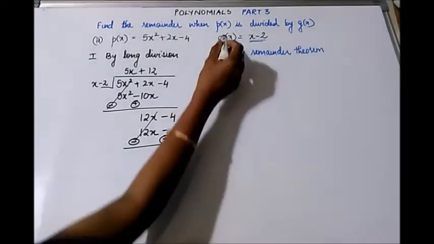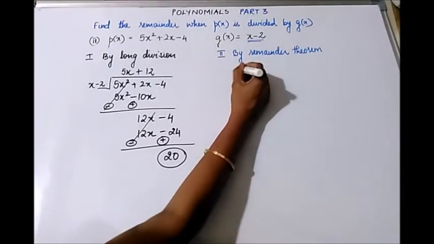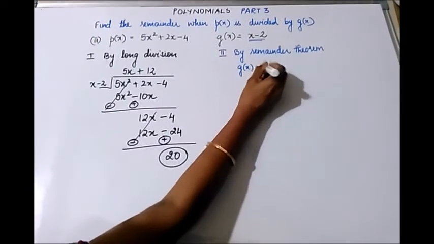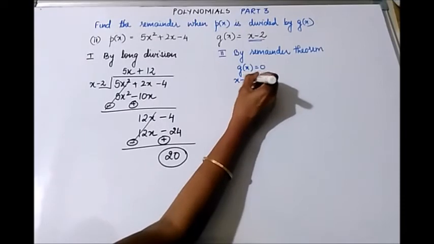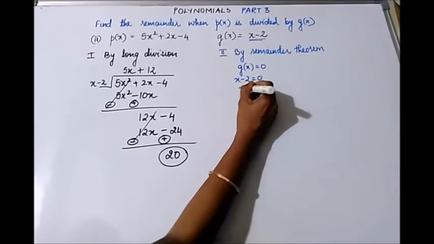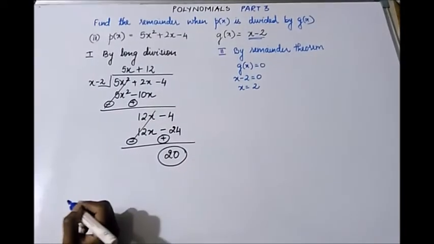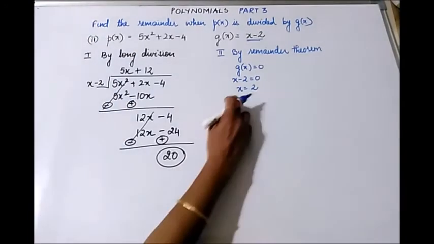We have to find the 0 of the divisor. That is, we write g of x equal to 0. Therefore, x minus 2 is equal to 0. Therefore, x equal to 2. Now, in the dividend, in place of x, we will write 2.